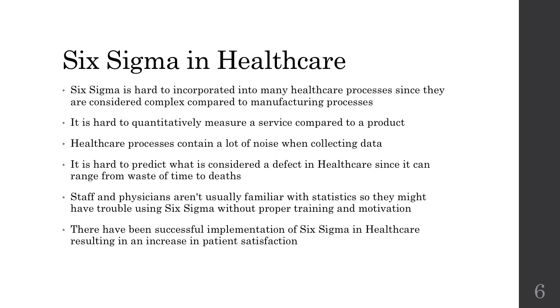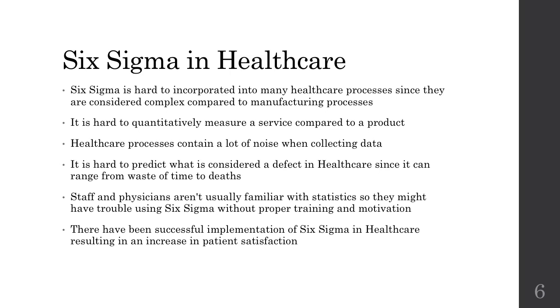Another reason why Six Sigma isn't as successful is that staff working in healthcare aren't comfortable with statistical tools. This may be the case since staff members aren't usually familiar with statistics. Because of this, they won't easily accept the methodology or stop using it after a while. Even if the staff is trained to use Six Sigma, if there isn't a collective motivation to achieve Six Sigma results, then they won't achieve it.